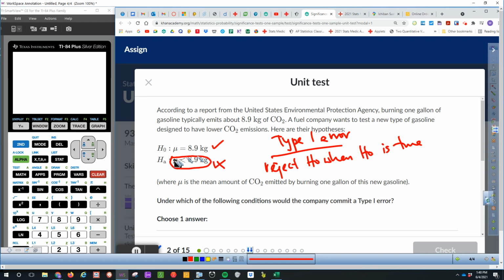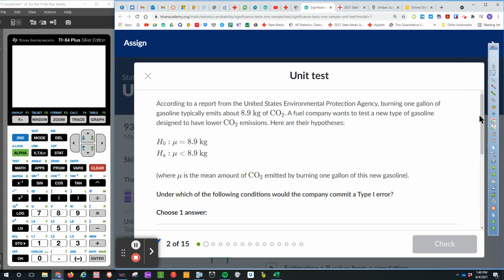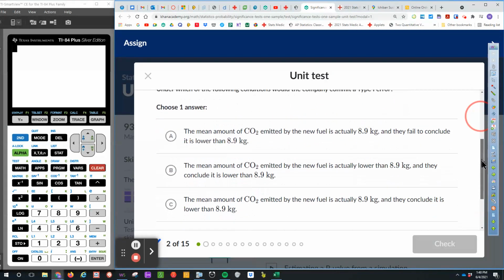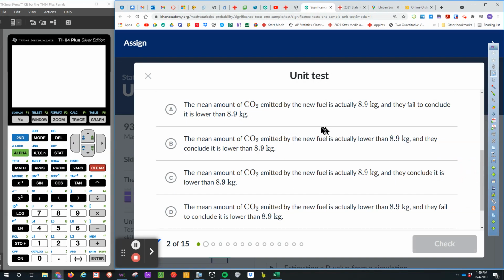So this is what you are claiming, but this is what is actually happening. Okay? So with that in mind, let's see. The mean amount of carbon dioxide emitted by the new fuel is actually 8.9, and they fail to conclude it is lower. That's not it, because type 1 error is that you conclude it is lower, but it's not.